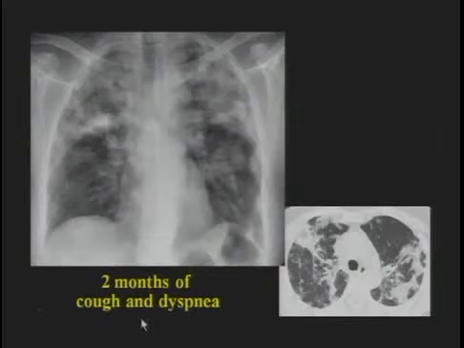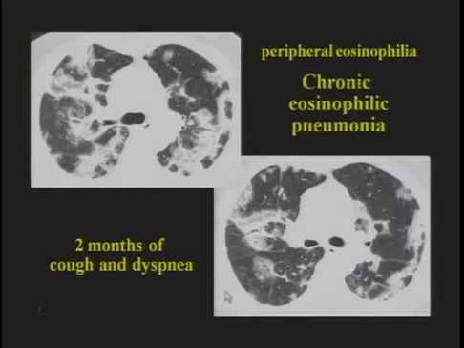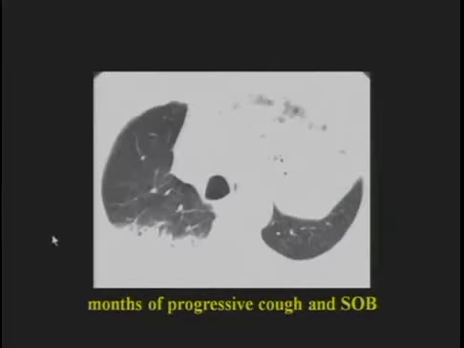This is a patient with 2 months of cough and dyspnea. We see these areas of consolidation, peripheral and peribronchial. Some of these look like they're showing an atoll sign, but this person has a peripheral eosinophilia, and this is chronic eosinophilic pneumonia. Looking exactly the same as organizing pneumonia, and again, these are probably the same thing.